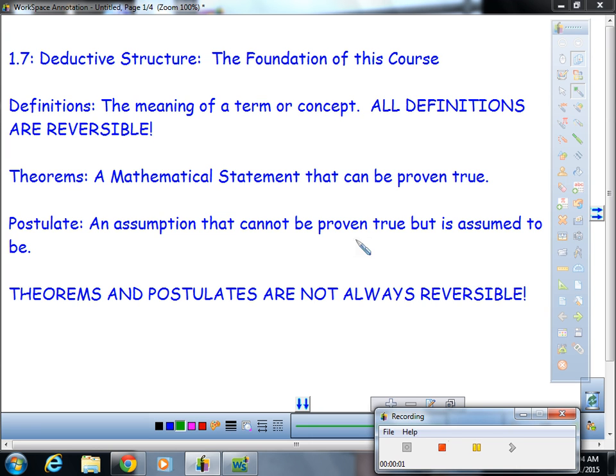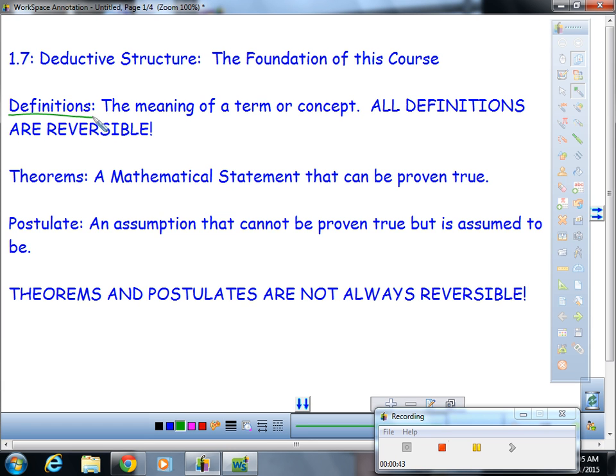Okay, this is 1.7 today, deductive structure. This is the foundation of geometry. Deductive structure is logical statements. Everything that we do will be based on a previous statement and or fact. We will build upon these statements, assembling a library of facts, and we will use those facts to make very good geometric deductions. Okay? So, we've got to know what a couple terms are.